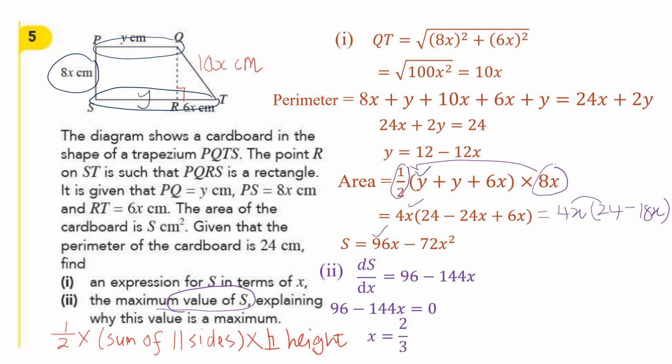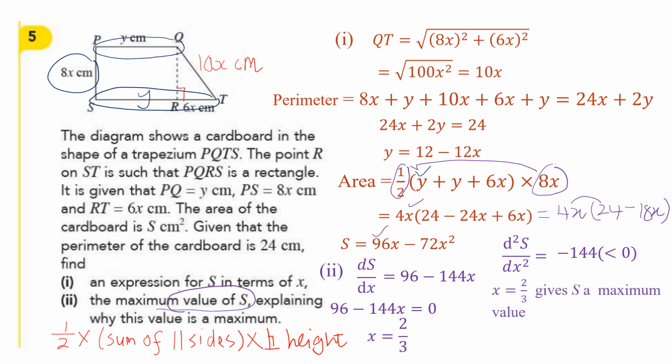Okay, but we are not done yet because we need to explain why this value x equals 2/3 will give you a maximum value. So to do that, we need to use the second derivative. Use the second derivative means you differentiate your dS over dx one more time. So you differentiate 96, you get 0. Differentiate negative 144x, you get negative 144. And of course, negative 144 is less than 0. So therefore, what you're getting is a maximum value.